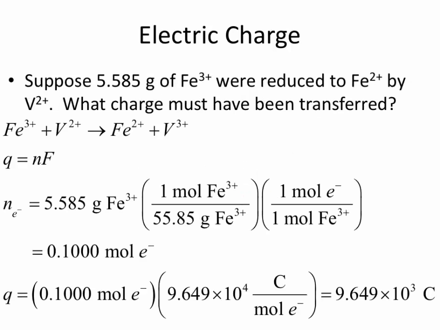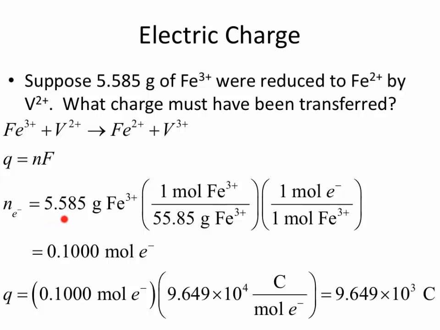Now, suppose that 5.585 grams of iron 3+ were reduced to iron 2+ by our vanadium 2+. In this case, what charge must have been transferred? Well, we have our equation here. That's the same equation that we've looked at before. And we know that our charge, Q, is equal to N times F. So first we need to figure out what N is.